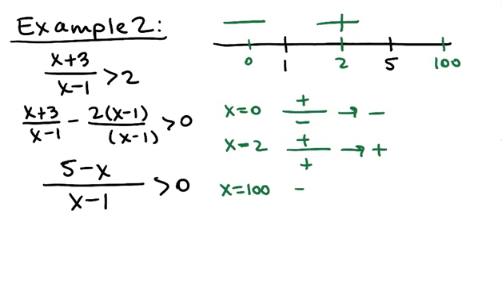Okay, 5 minus 100 is certainly a negative number, and 100 minus 1 is going to be a positive number, and negative divided by positive is going to be negative. So I determine that it's negative out there. And I'm interested in where this thing is just greater than 0, so I don't have to worry about it being equal to 0. I don't have to test 1, I don't have to test 5. I'm just going to say it's going to be this interval here. And so my solution region is going to be the set of x values between 1 and 5.